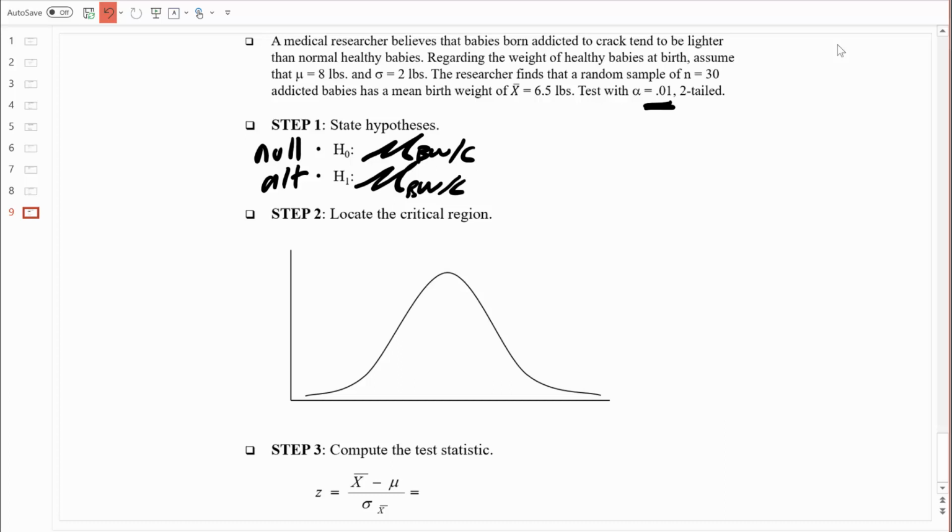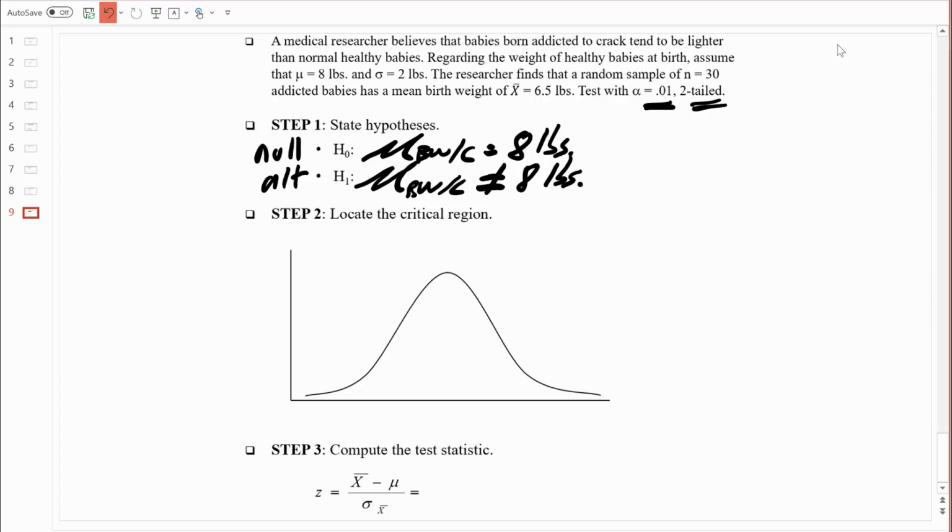Remember, the null hypothesis states there are no differences between these groups. So the null hypothesis would state that the population mean birth weight for the babies born addicted to crack equals 8 pounds. Of course, we are doing a two-tailed test, so I'm setting up these hypotheses to conform with the two-tailed test. That would mean that the alternative hypothesis would state that the population mean birth weight for the babies born addicted to crack is something other than 8 pounds.